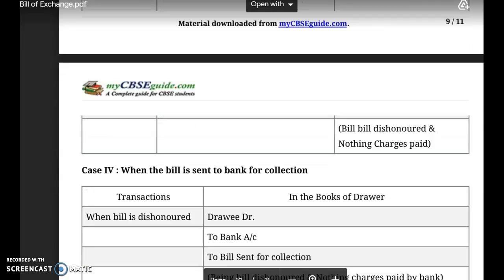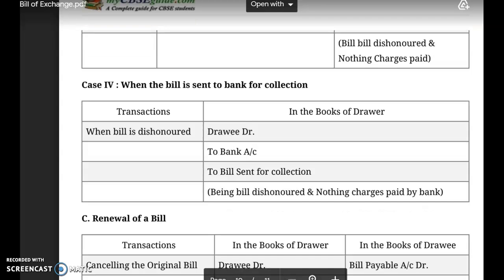Now, in the case of the bill sent to bank for collection, again the entry will be drawee account debit to bank account to bills for collection account. To bank account means now with the amount of the noting charges, to bill sent to bank, that is for the purpose of cancellation of the entry which is recorded at the time when the bill was sent to bank for collection purpose. So the entry will be drawee account debit to bank account to bill sent for collection.